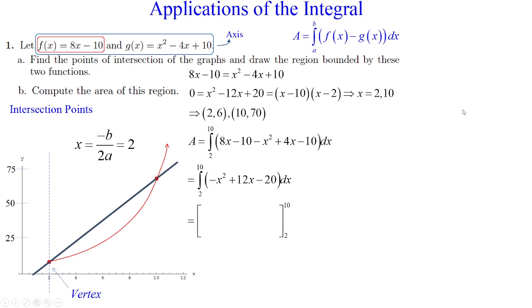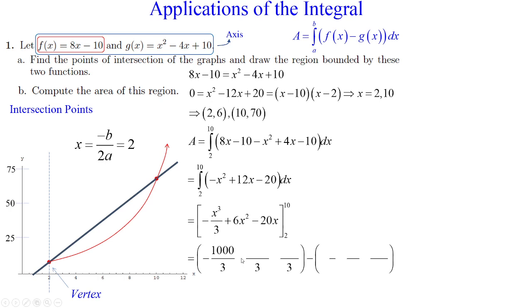Okay. So let's do a little bit of power rule right here. That's a negative x cubed over 3. And that's 12x squared over 2, or 6x squared. And that's a negative 20x. There you go. And now let's just go f of b minus f of a. So I'm going to go negative 1,000 over 3 plus 6 times 100 plus 600. What did I do there? Oh, I bet I'm going common denominator right here.